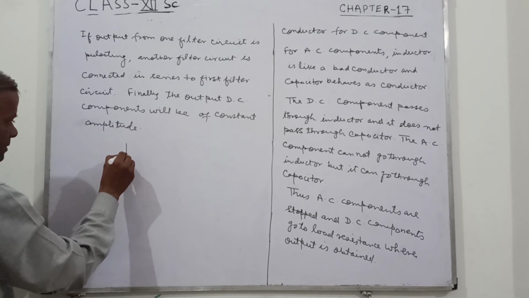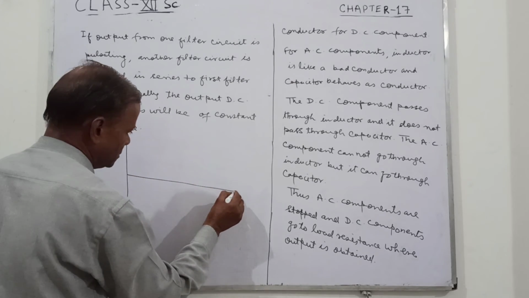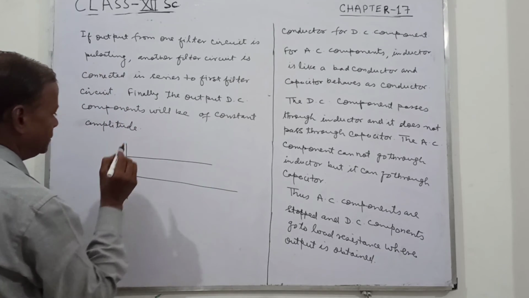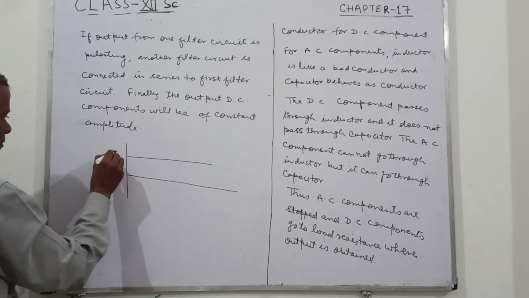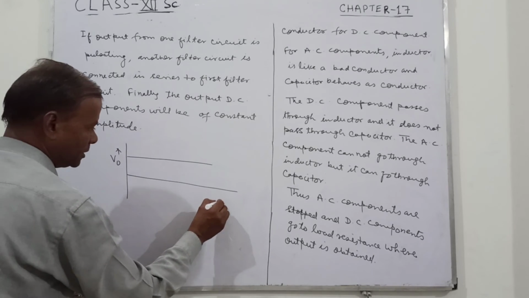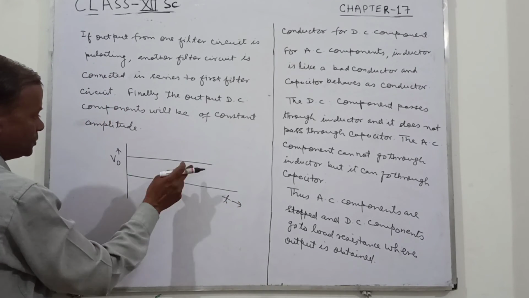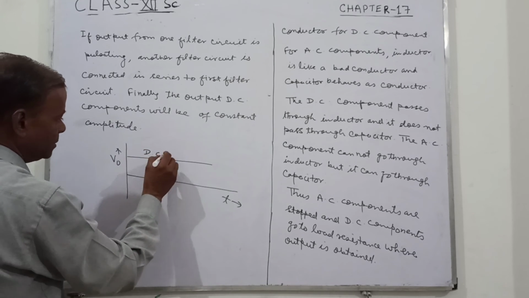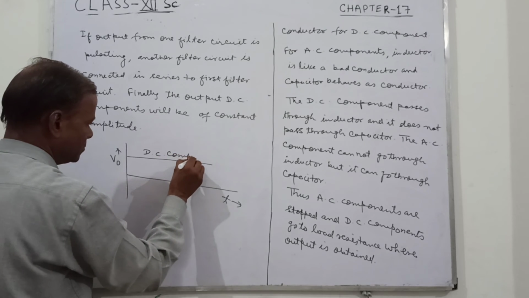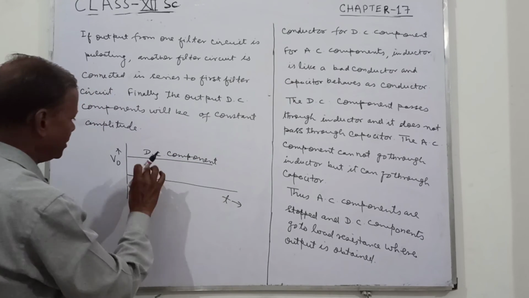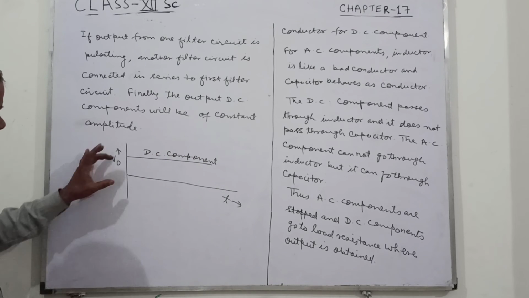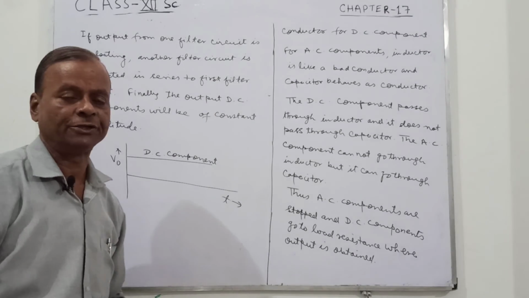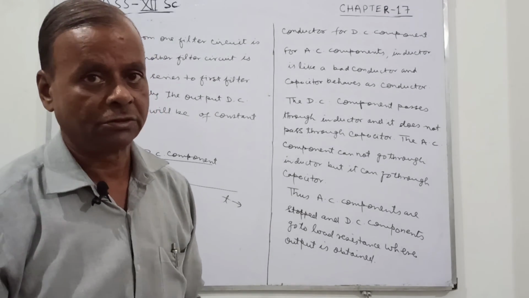So at last we get this, this is the V naught, this is time t. So this is the DC component, and now its amplitude is constant, so we are getting a DC component of constant amplitude. So this is all about the filter circuits.